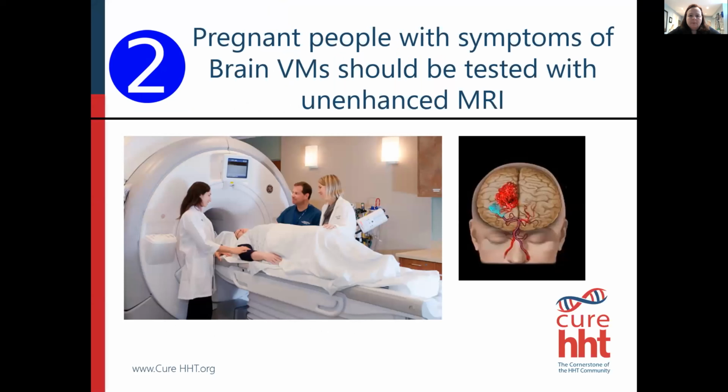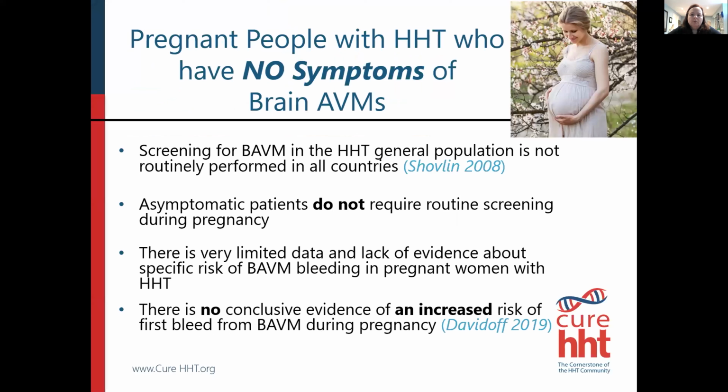So the next point was that pregnant people with symptoms of brain vascular malformations should be tested in pregnancy with an unenhanced MRI. Pregnant people who have no symptoms of brain AVMs are a different population than those who have symptoms. In the general population of people who have HHT, screening for brain AVMs is not routinely performed in all countries. So you may or may not have had this test, and that would be fine.